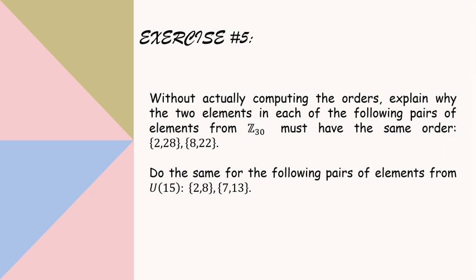Now we are going to the next page, which is exercise number 5. Without actually computing the orders, explain why the two elements in each of the following pairs of elements from Z sub 30 must have the same order: 2, 28, and 8, 22. Do the same for the following pairs of elements from U sub 15: 2, 8, and 7, 13.